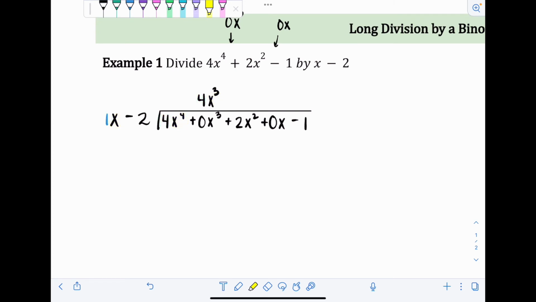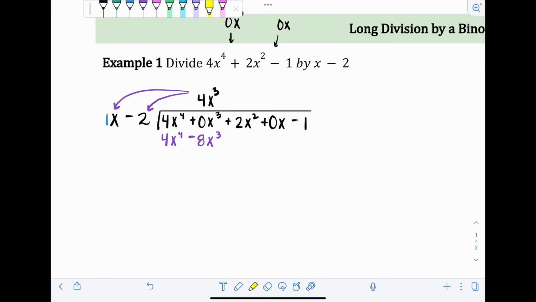And then now that I have a new term up at the top, I'm going to take that new term and I'm going to multiply it by this whole thing. So that's where the 2 comes in. I got to multiply it by the whole thing. So I'm going to do 4x cubed times x, so that's 4x to the fourth, and then next I would do 4x cubed times negative 2. So 4x cubed times negative 2 is negative 8x cubed.